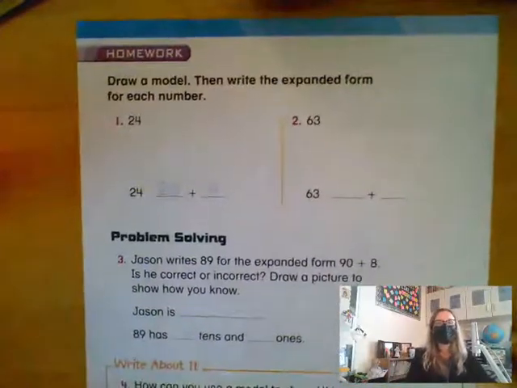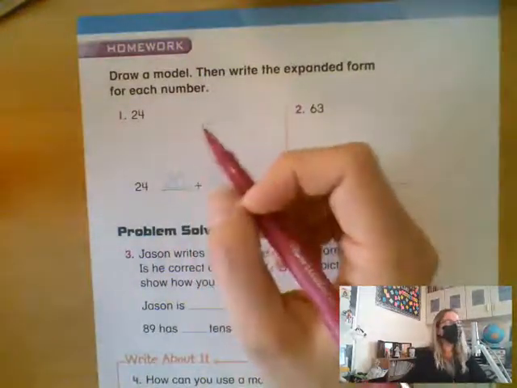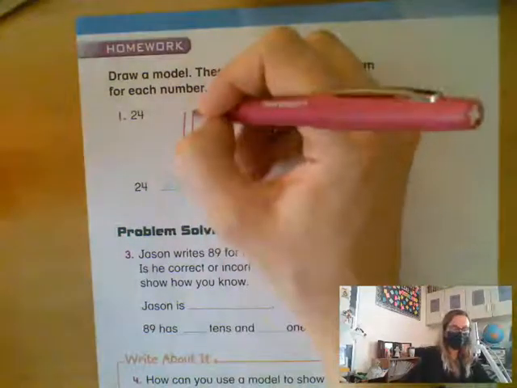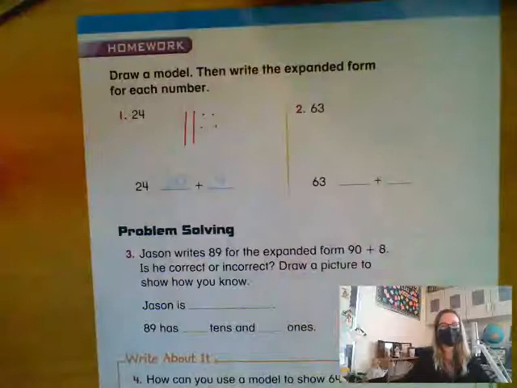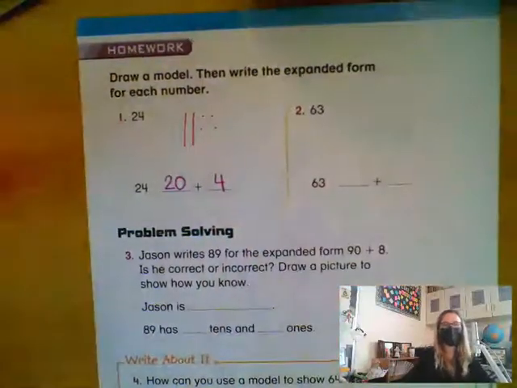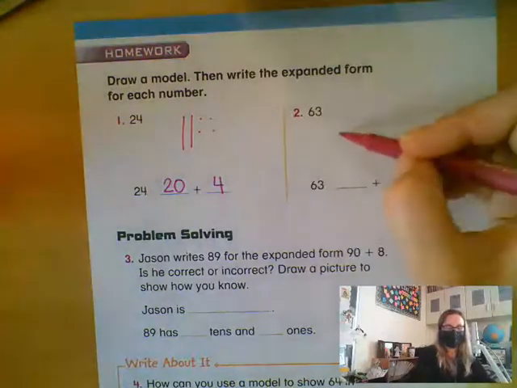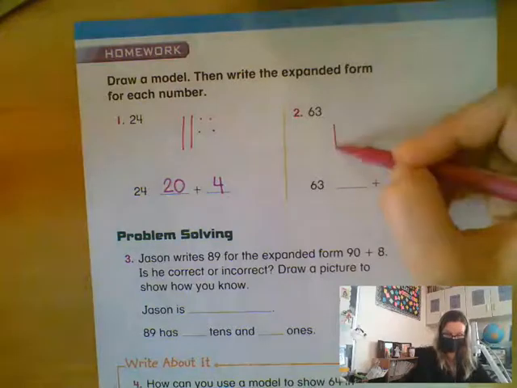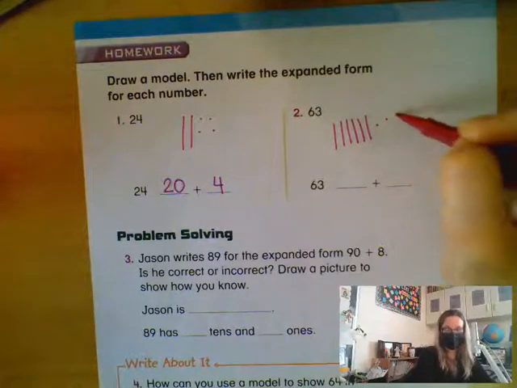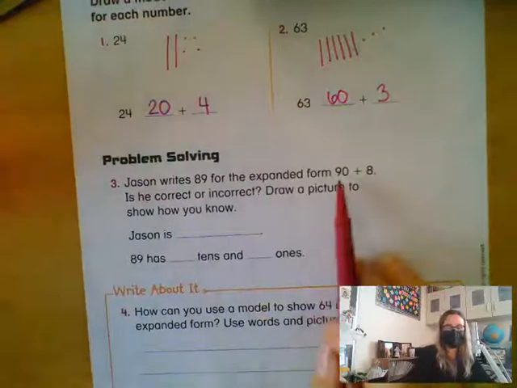Okay, let's go to the back here now. We'll finish this up. It says draw a model, then write the expanded form for each number. So 24. If I were to draw a model, I would draw 2 tens and 1, 2, 3, 4 ones. 2 tens equals 20. 4 ones equals 4. Let's look at 63, Connor. How many tens, how many ones? 6 tens and 3 ones. 60 plus 3. Excellent.